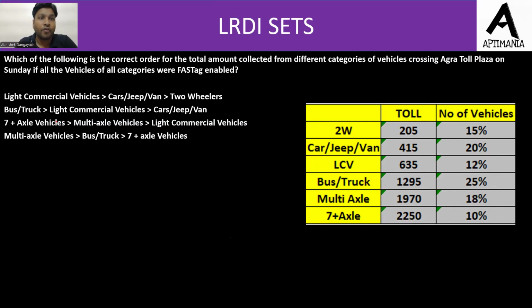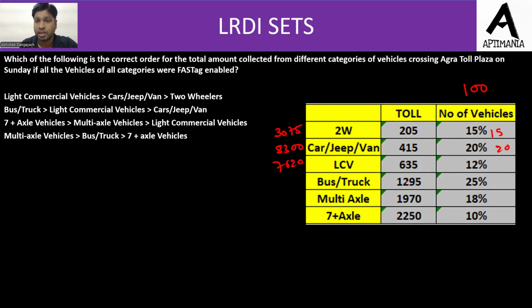Third question, which of the following is the correct order of total amount collected from different categories of vehicles crossing Agra toll plaza on Sunday? All the vehicles were FASTag enabled. So let us do a rough calculation over here. This 205 into 15 is how much? 3075. Now this 415 into 20 is 8300. Right? I'm assuming the number of vehicles to be 100. So here we have 15 two-wheelers, 20 car, jeep, and so on. Now 12 into 635, that's 7200 plus 420 is 7620.